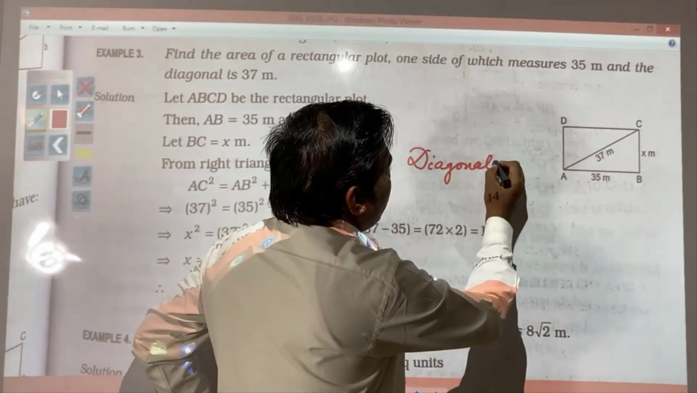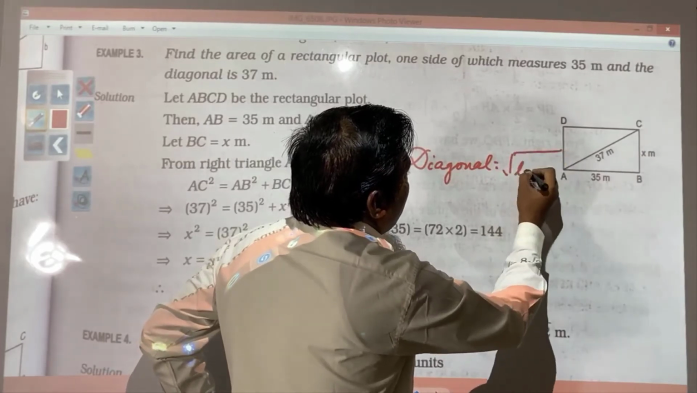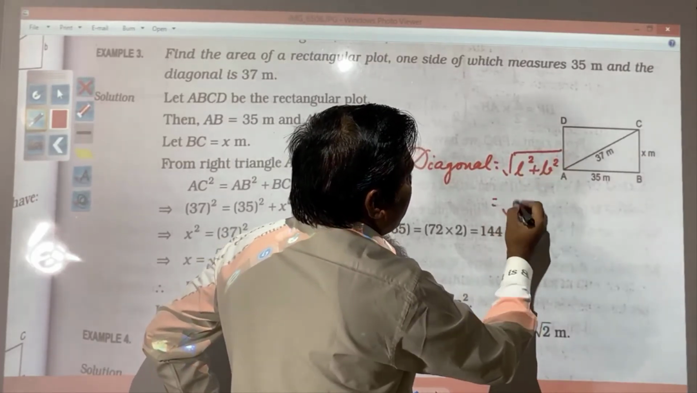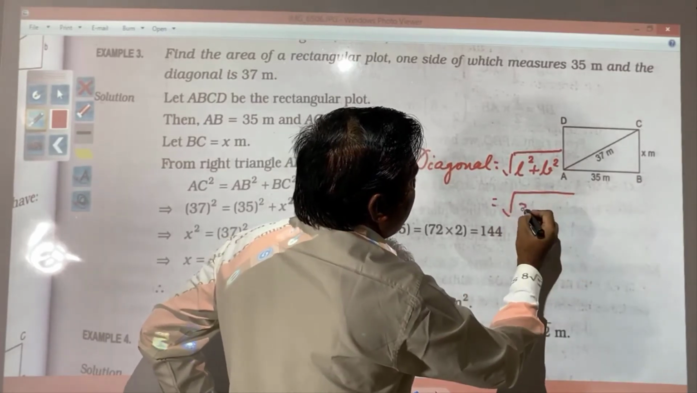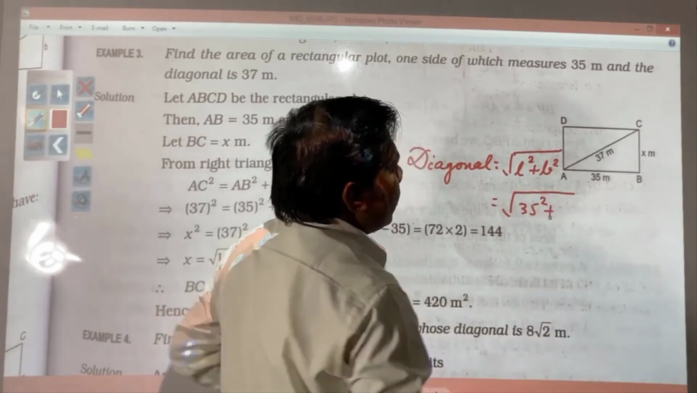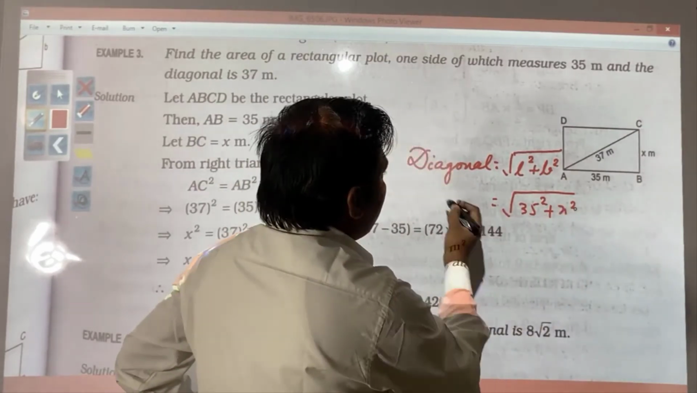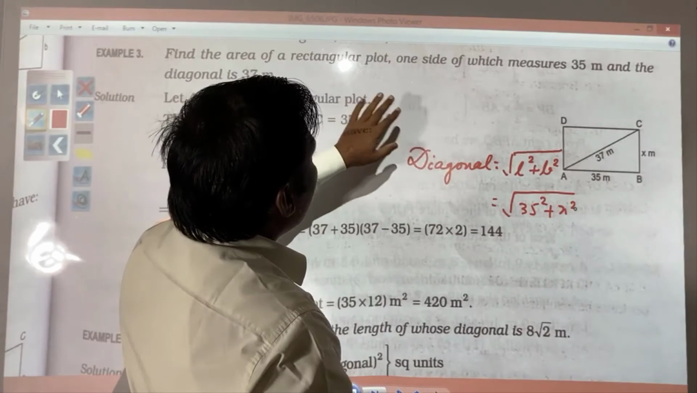If the diagonal has been given, you write this formula, and always use this. Diagonal will be root under L square plus B square. Here you see L has been given as 35, so 35 square plus B square. B square you need to find out. So this can be written. Diagonal also has been given. Diagonal is how much?